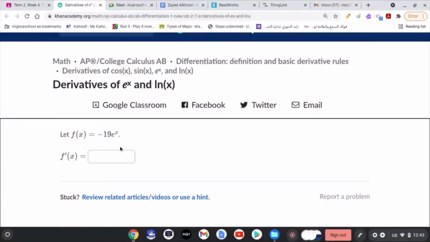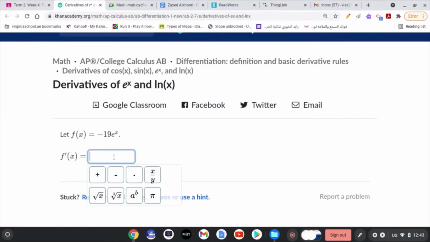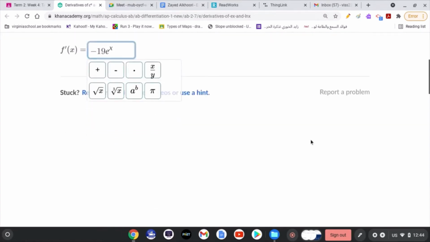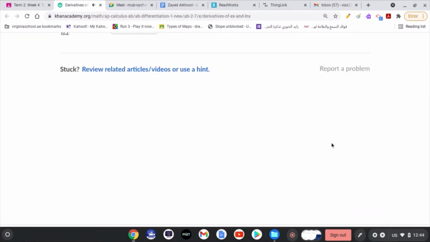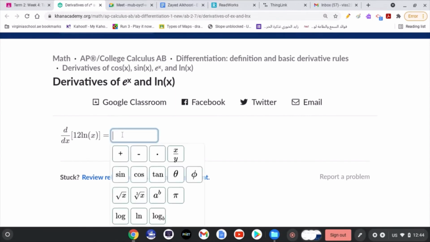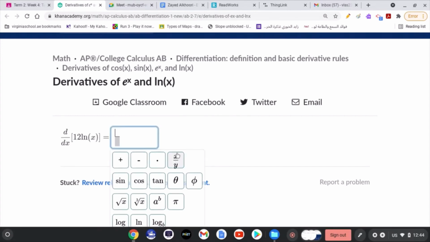Find the derivative of f of x equals negative 19 e to the power of x. As we know, the derivative of e to the power of x is the same, so it doesn't get affected by the derivative, so it stays the same. Now we have 12 ln x, the derivative of 12 ln x. So the derivative of ln x is a fraction of the coefficient over x.